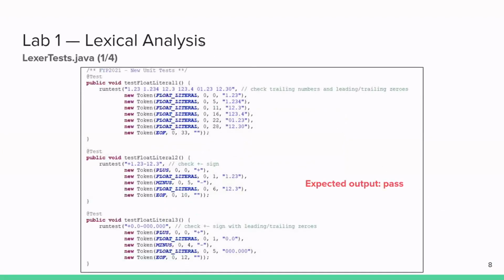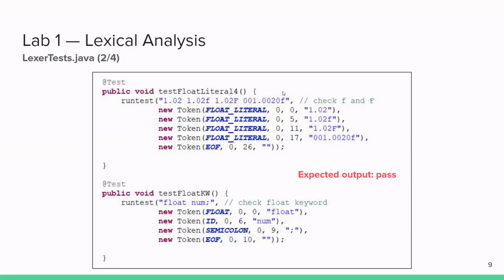So here are some test cases that were written to ensure that float literals are recognized correctly. In the high-level language, we allow trailing numbers and leading trailing zeros. So we want to check for that. We also want to check that the float literals can also be recognized correctly when the positive and negative signs are appended to them. So the expected output for all these test cases are pass.